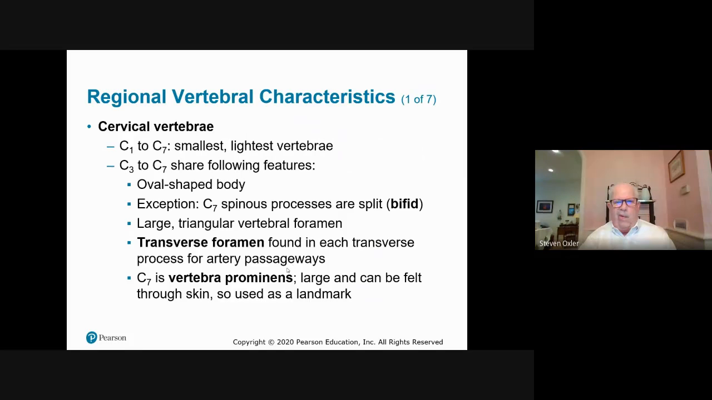Not important. But what I want you to know is the differences between the regions. The cervical vertebrae are the smallest, C1 through C7. Remember, there are 7 cervical vertebrae. They are the lightest and smallest of all vertebrae.